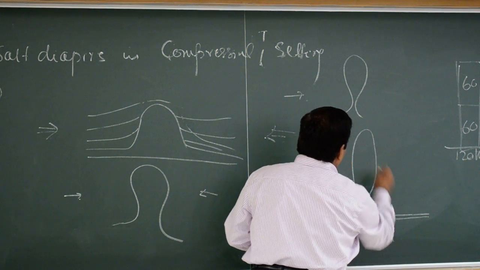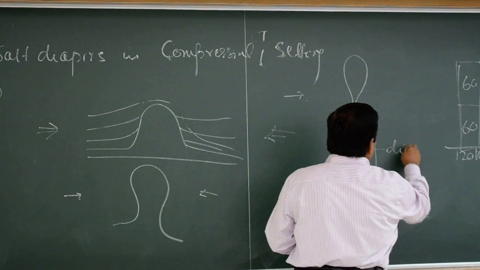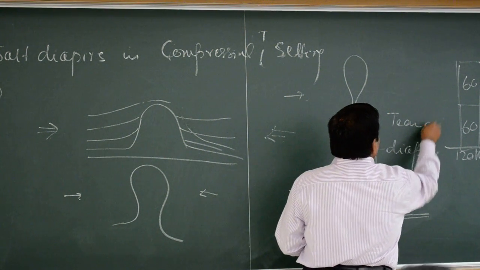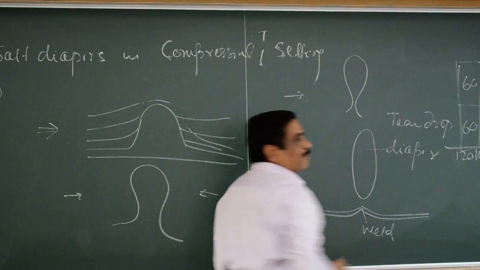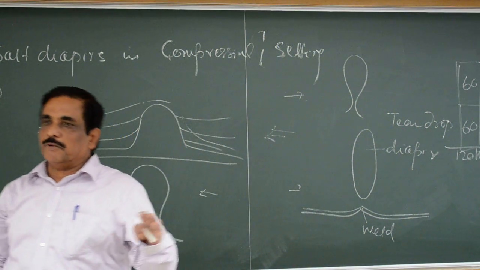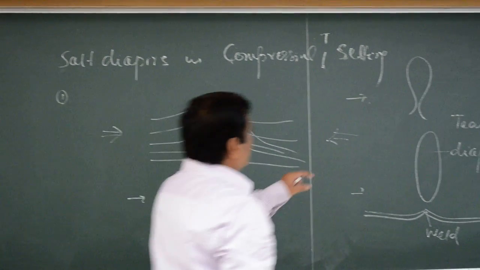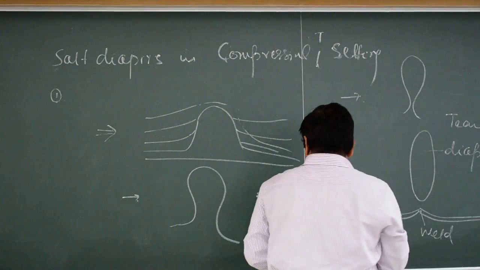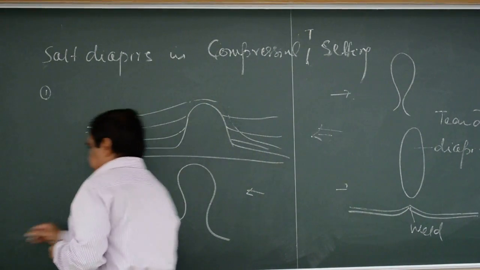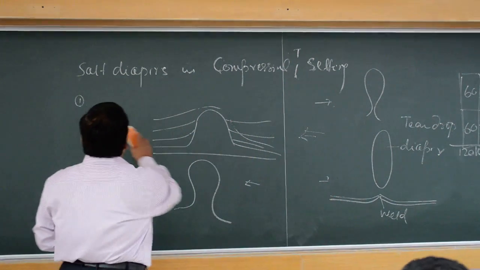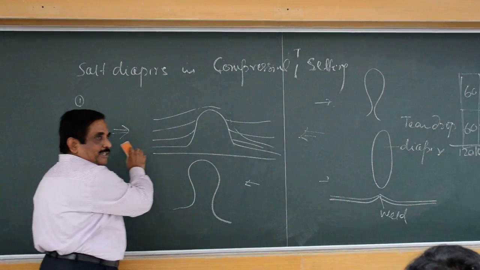This is the weld. This is the diapir. What? Teardrop diapir. This is separate from its base or the stalk. So this is called a teardrop diapir. Now, if there are a number of teardrop diapirs, how? So remove it. Can I remove?